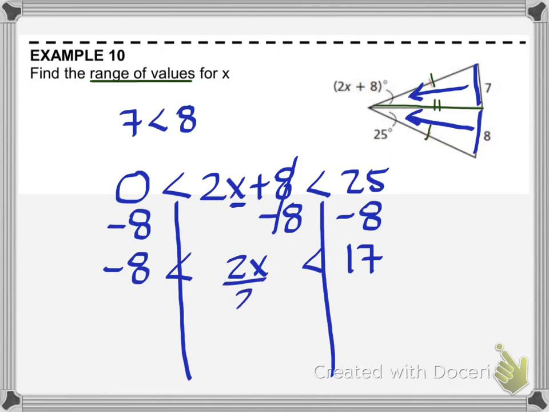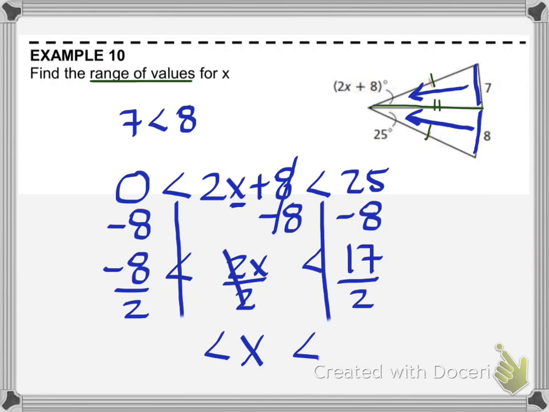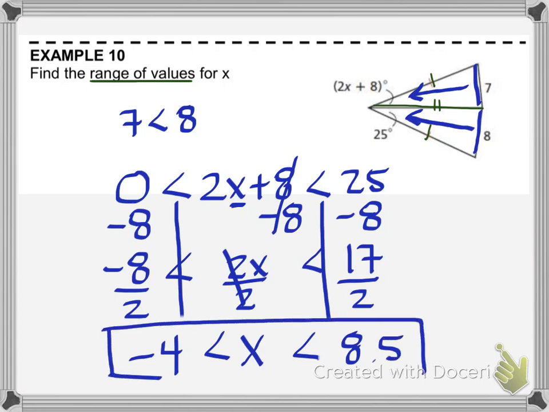Okay. The next thing to do to get x by itself in the middle is get rid of the 2, and we're going to do that by dividing. We'll divide all three parts by 2. Now we've got x in the middle. Bring down your less thans. Let me erase this line a little bit. And then on the left, negative 8 divided by 2 is negative 4. On the right, 17 divided by 2 is 8.5. And this is the compound inequality.